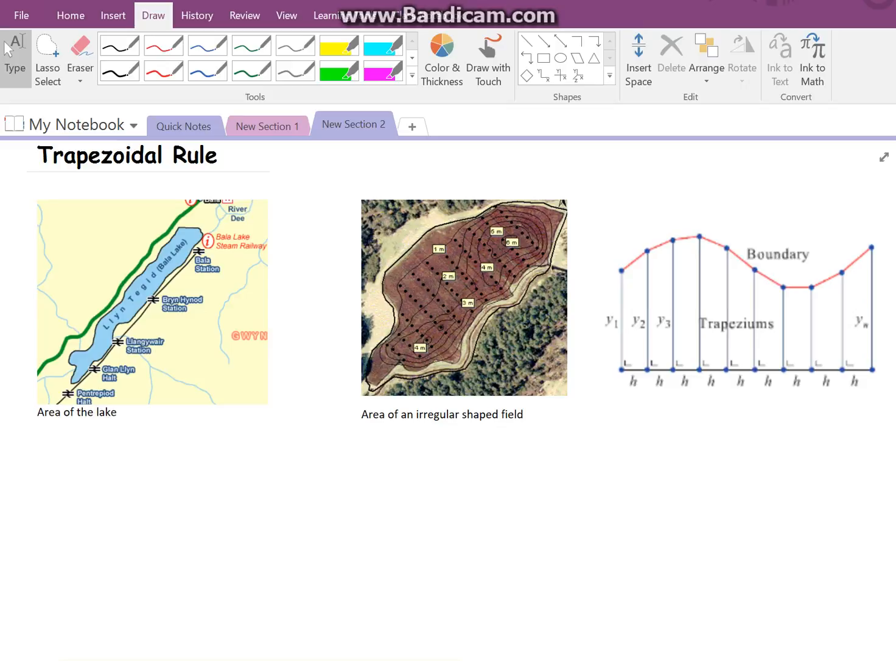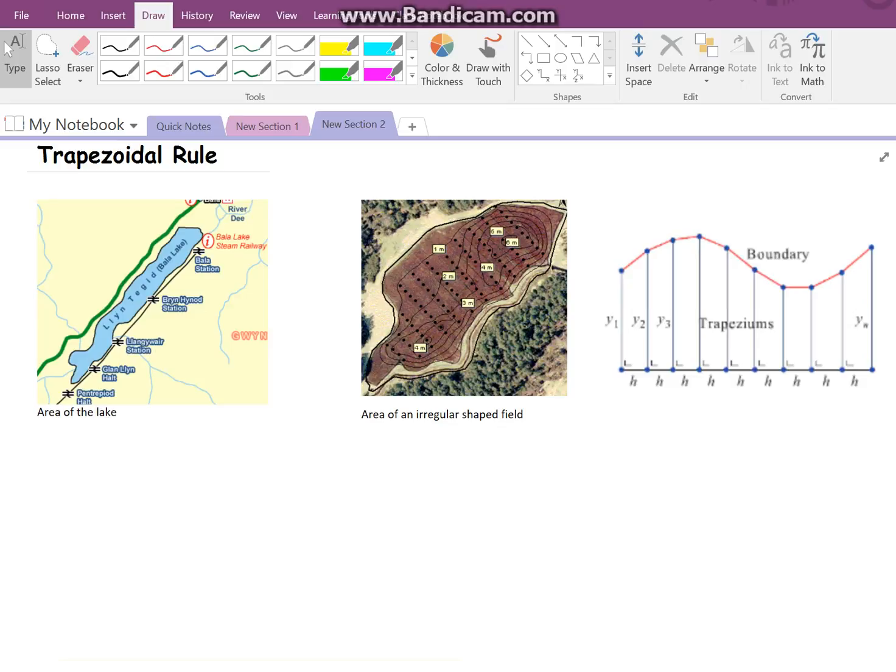Or if you think of a field, again, if I ask you to find the area of a field, unless it's rectangular or square or triangular, it's going to be quite difficult to do. And as you know, so many fields aren't regular shapes. They generally tend to be quite irregular.